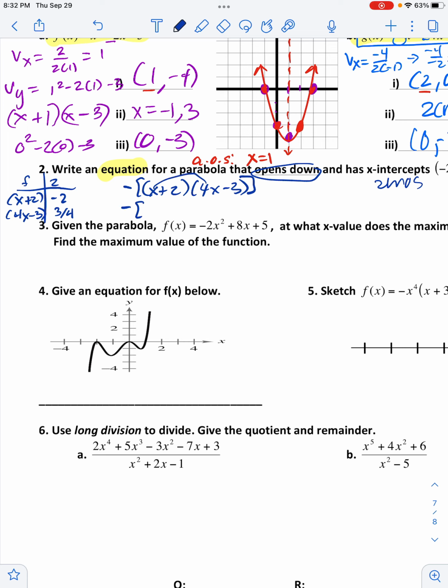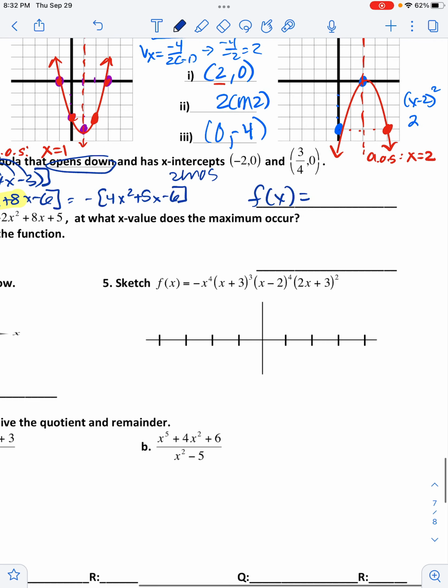Now I'm just foiling. First term is going to be 4x squared. Outside term is -3x. Inside is positive 8x. And last is going to be -6. So I'm going to have that negative out in front of 4x squared plus 5x when I combine these two, and then -6. So then I'm going to distribute that negative and get -4x squared minus 5x plus, because the negatives cancel, 6.